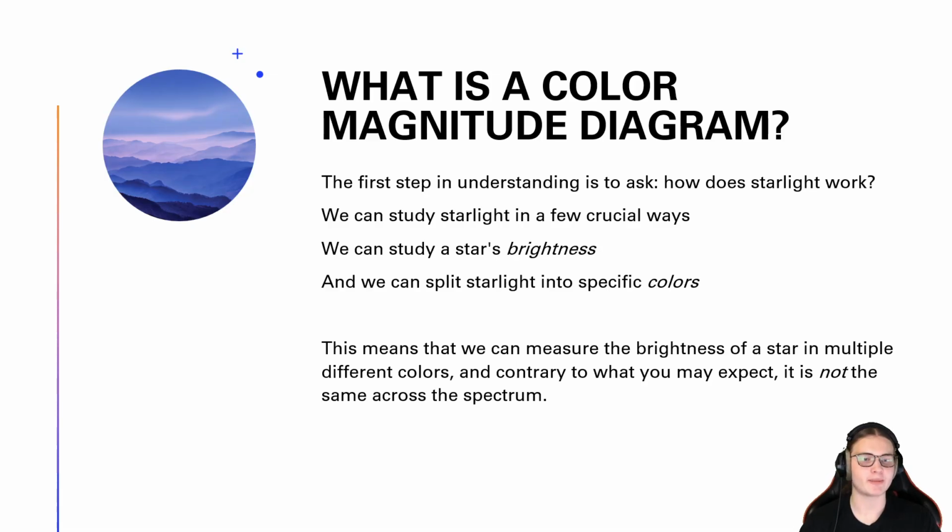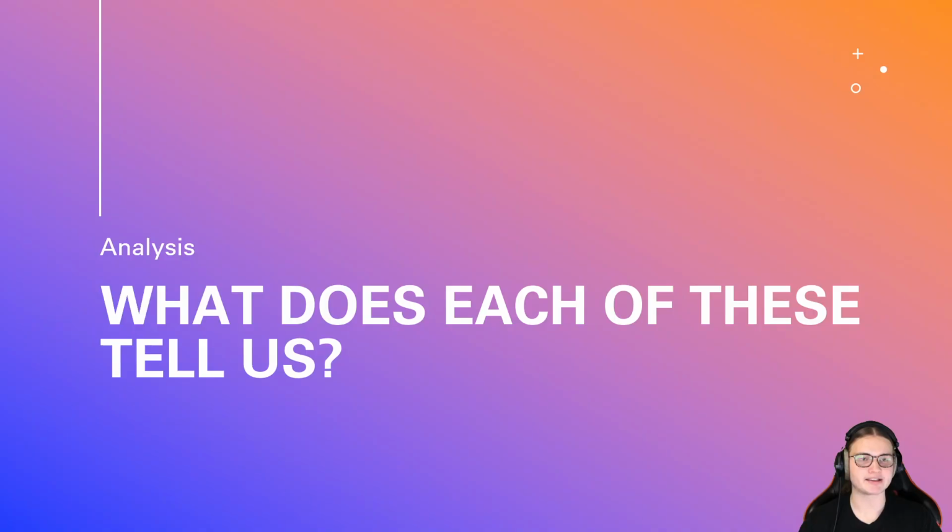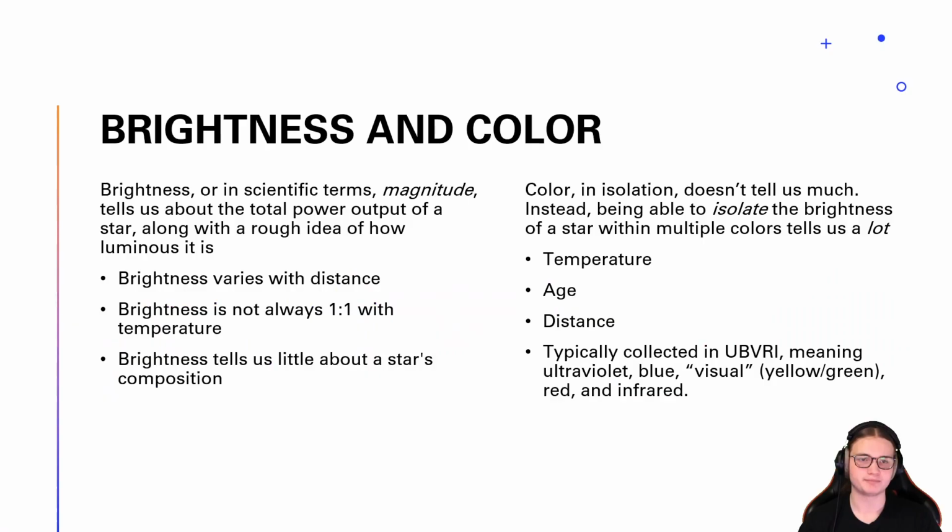To understand color magnitude diagrams, we first ask, how does starlight work? We study it in a few crucial ways, mainly by measuring how bright it is and what color it is. Comparing the brightness of each color reveals a lot about a star. We can get into that when we further ask, what does each of these tell us about?